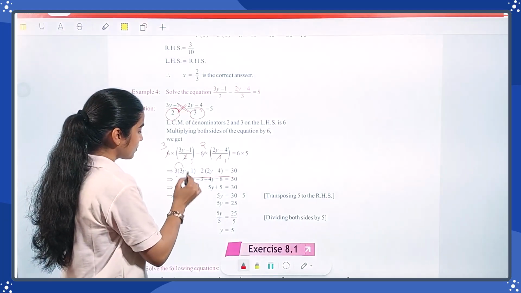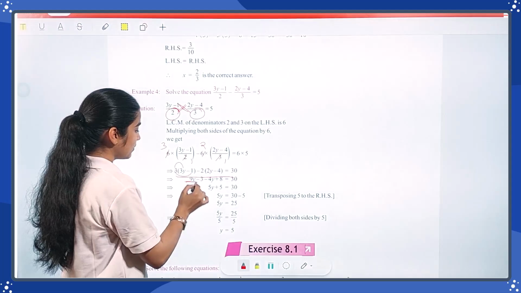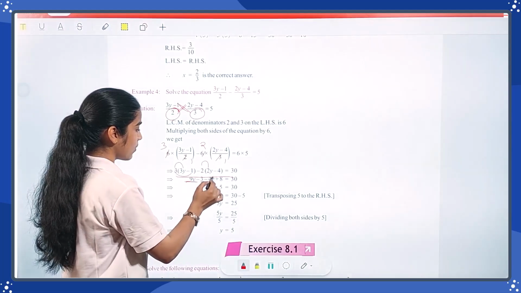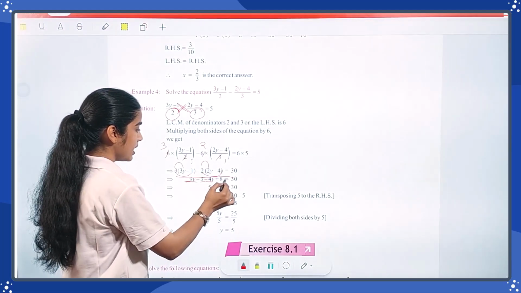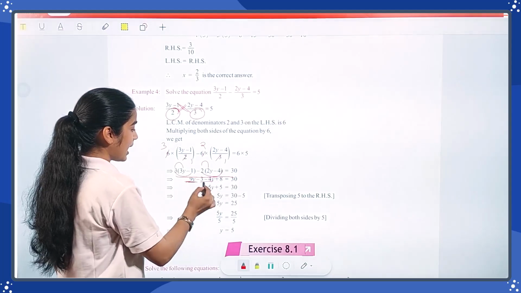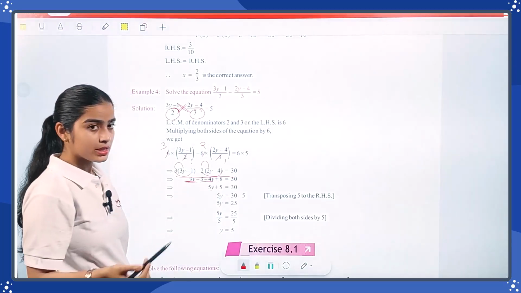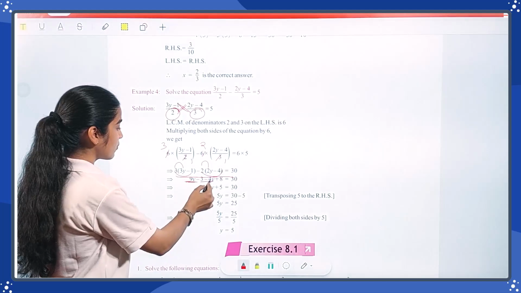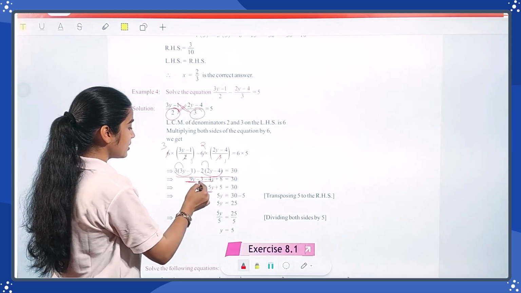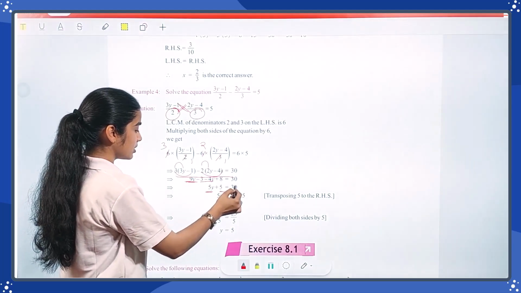Now 3 multiplied by 3 is 9y, 3 multiplied by 1 is 3, 2 multiplied by 2 is 4y, 2 multiplied by 4 is 8, is equal to 30. 9y and minus 4y, plus minus is minus. So 9y minus 4y is 5y. 8 minus 3 is 5, is equal to 30.